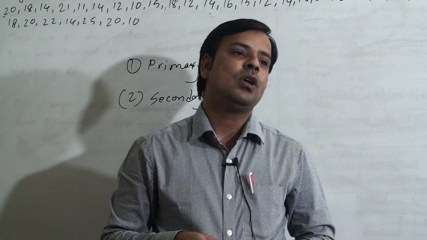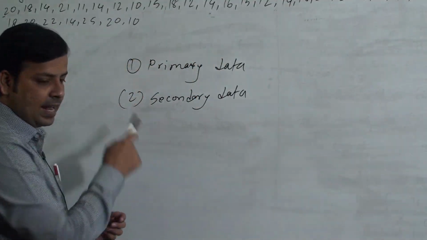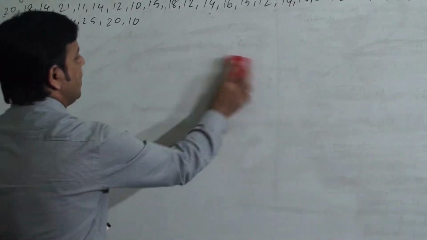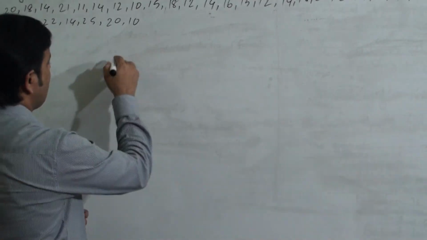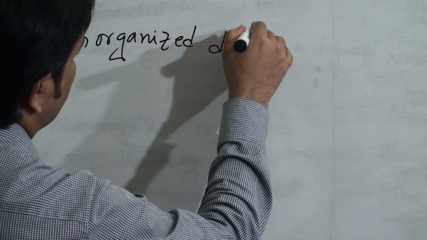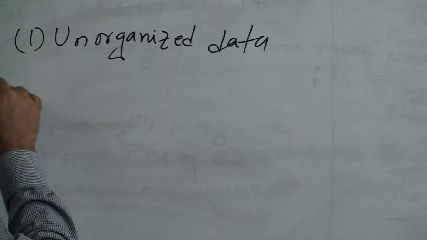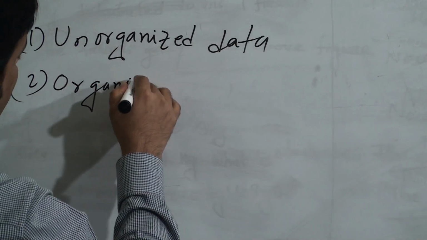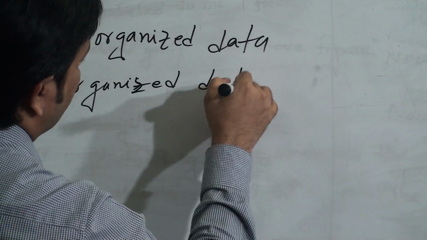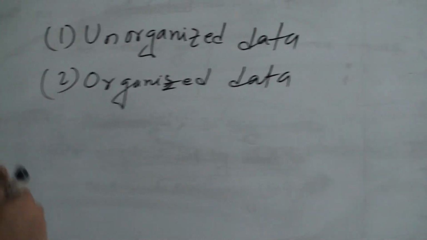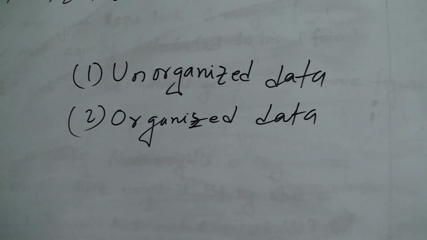Okay, dear students, so we can say these are the two types of data, and depending on organization of data, we can divide data into two classes. Those two classes are organized data and unorganized data. Dear students, the data which are not arranged, that is known as unorganized data.